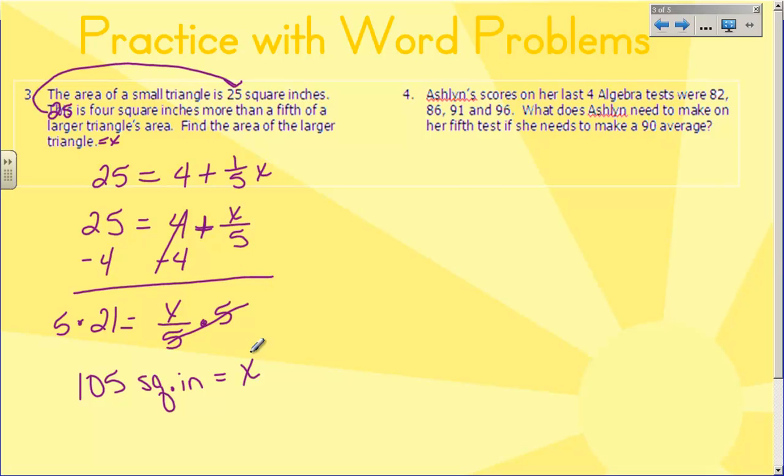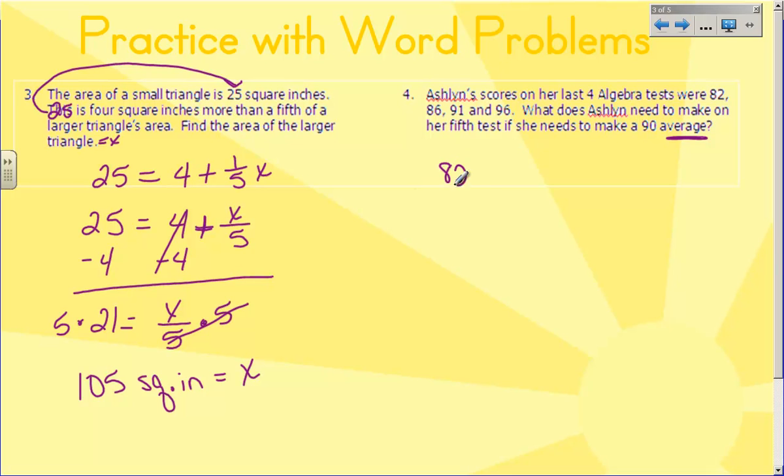Ashlyn's scores on her last 4 algebra tests were 82, 86, 91, and 96. What does Ashlyn need to make on her 5th test if she needs to make a 90 average? So we've got to think about what we know about averages. Averages mean we have to add everything together and divide by how many there are to figure out what they are. So let's just talk about what we know.